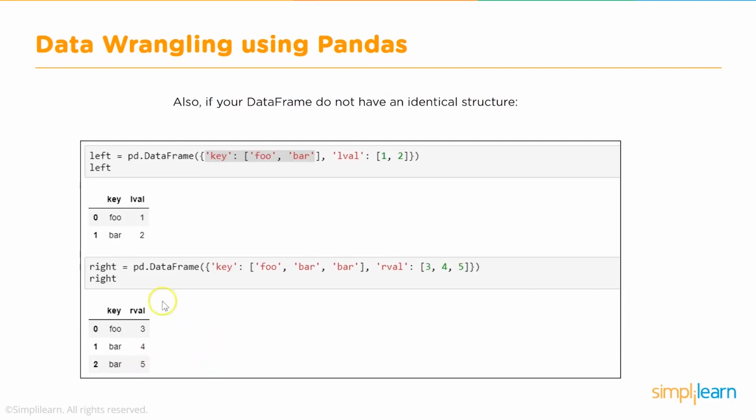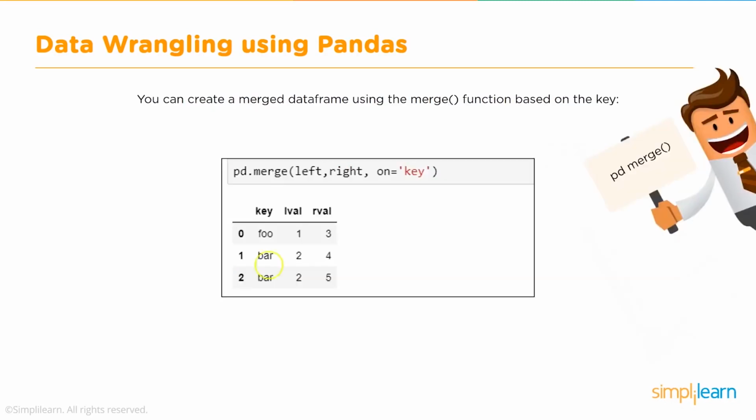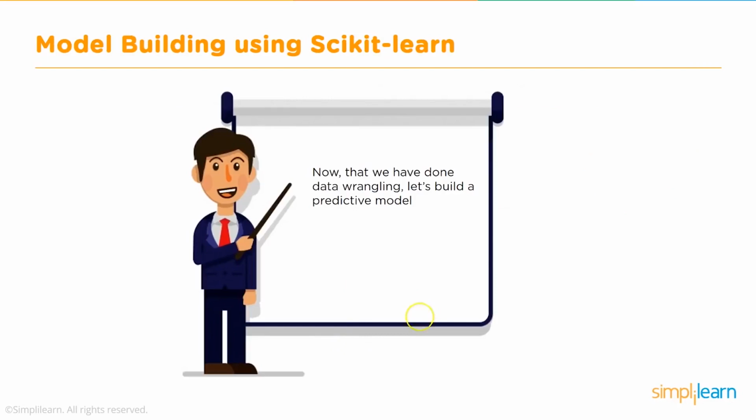The only thing here is that the left had only 2 values and only 1 value for bar. But since we are merging, and there are 2 key values with bar, it will repeat the value of lval here. So that's what we are seeing in this case, right? The lval 2 appears twice, but that is because there are 2 rvals for bar. All right. So when you don't have identical structure, that is how you merge.